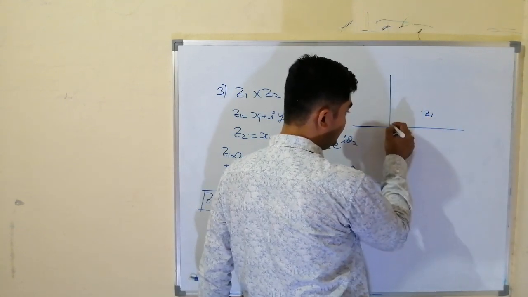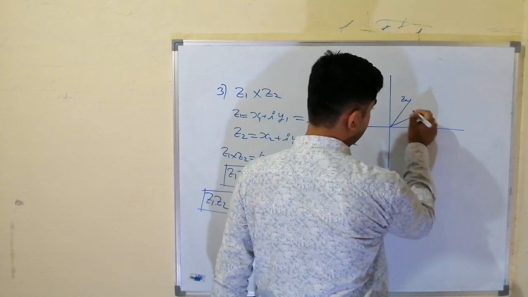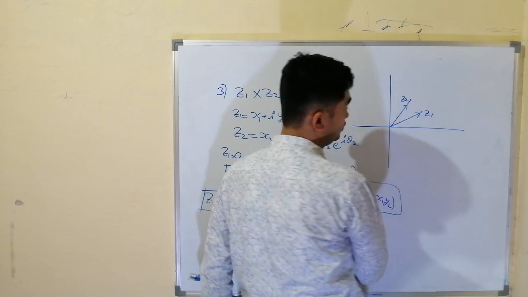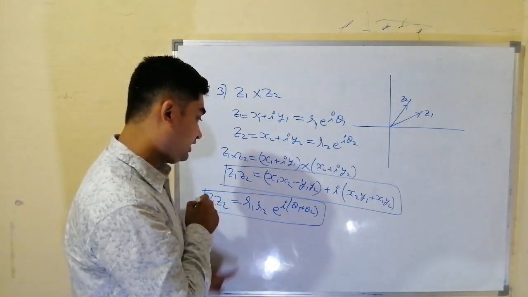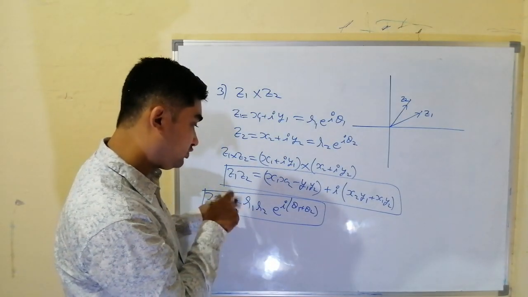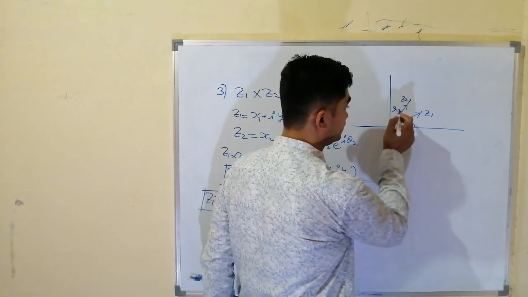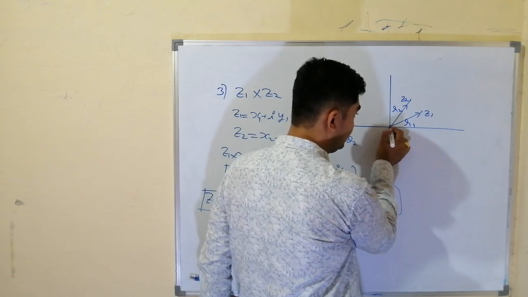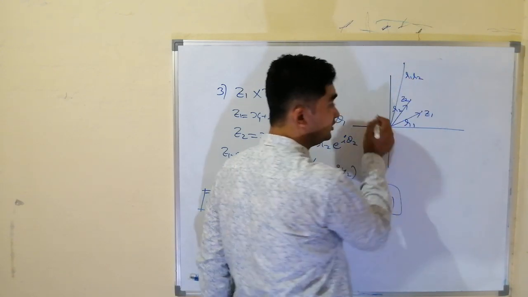Let us say this is Z1 and this is Z2. Now we are multiplying Z1 and Z2. After multiplying Z1 and Z2, the new modulus is R1 into R2. So this is R1, this is R2, and the length of the line will become R1 into R2.